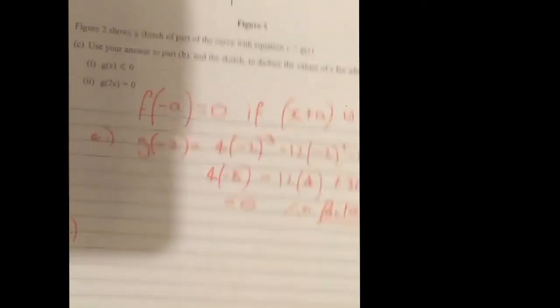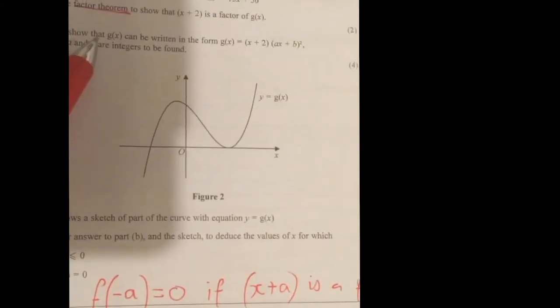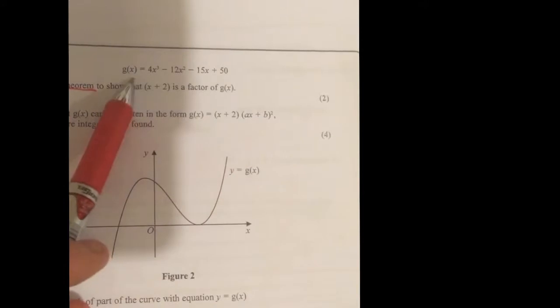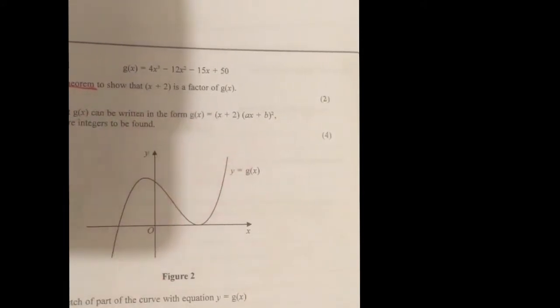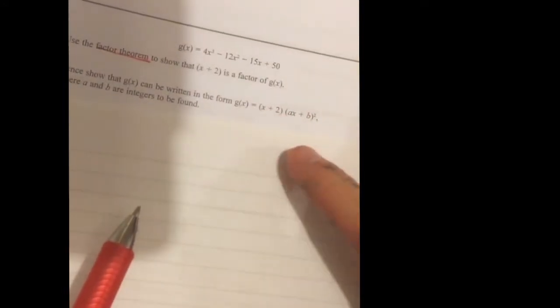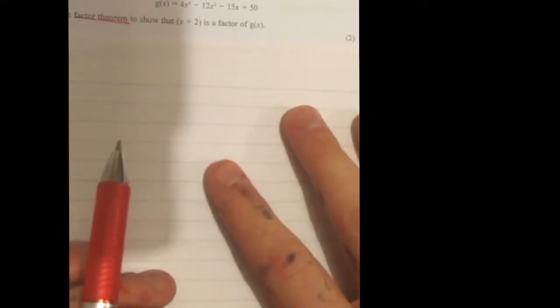Alright, part B. Hence show that g of x, the function, can be written in this form. So it's basically asking us to factorize our function. And the way we factorize cubics once we know a root is through long division. So I'm going to use long division to divide this cubic by this, and then we're going to factorize it to end up hopefully with this quadratic.